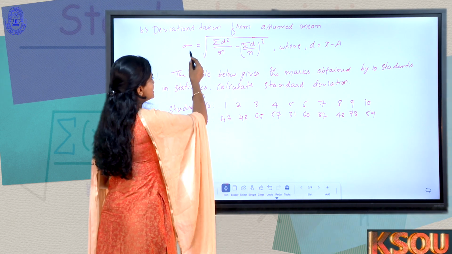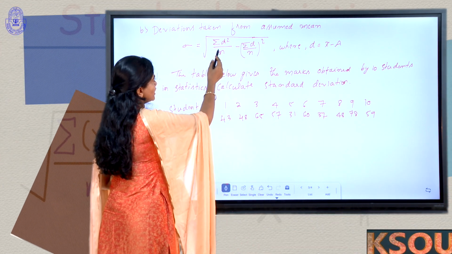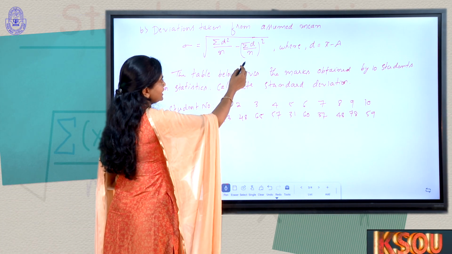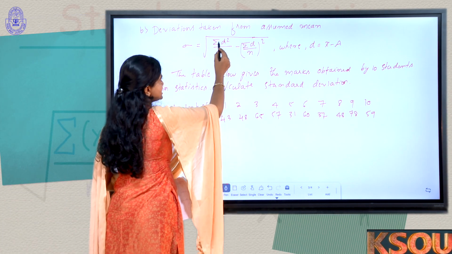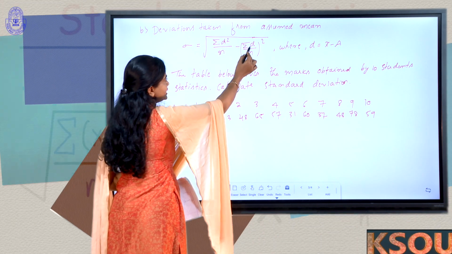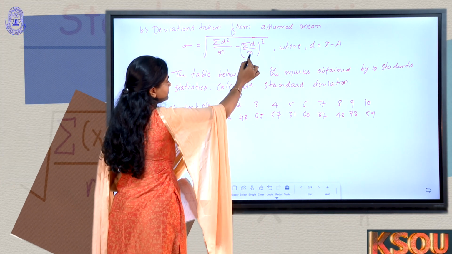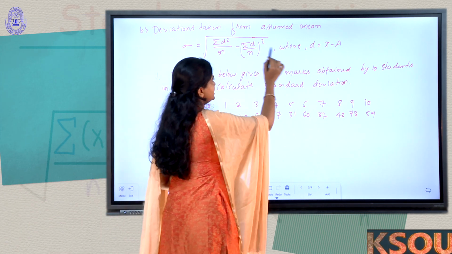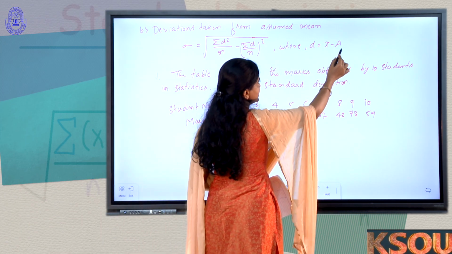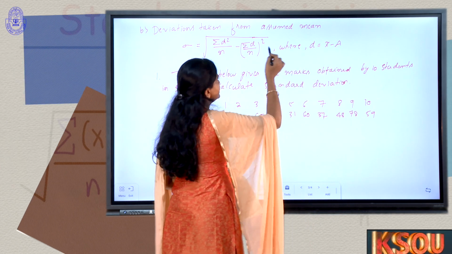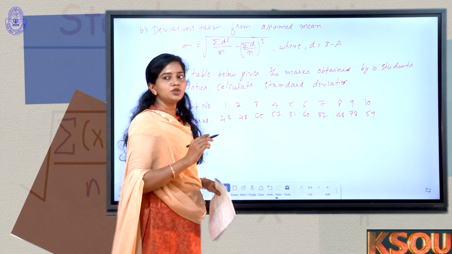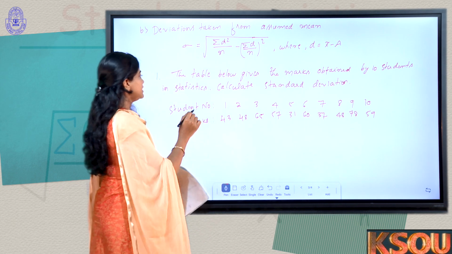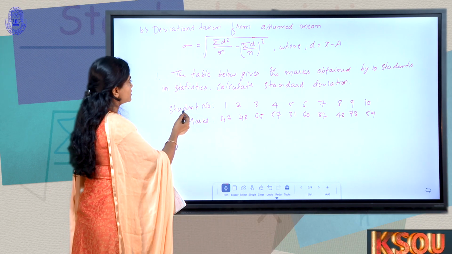The formula will be sigma is equal to square root of sigma d square by n minus (sigma d by n) whole square. Here this is sigma d square only, but here we will have to take (sigma d by n) whole square, where this small d is equal to x minus a, that is nothing but deviation from the assumed mean, where a is equal to assumed mean. So let us get into this question now.